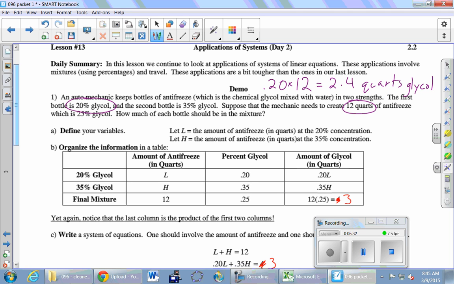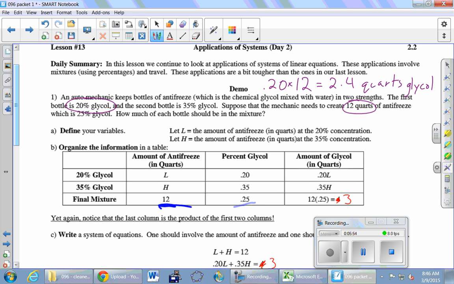And so if we take our 20% now, not times 12 quarts, but times some unknown number of quarts, some generic number of quarts, then multiplying those together seems reasonable, yes? Okay, and so then we do the same thing here, 0.35 times H, that tells you how much glycol you have from the high concentration stuff. And then we actually keep going.